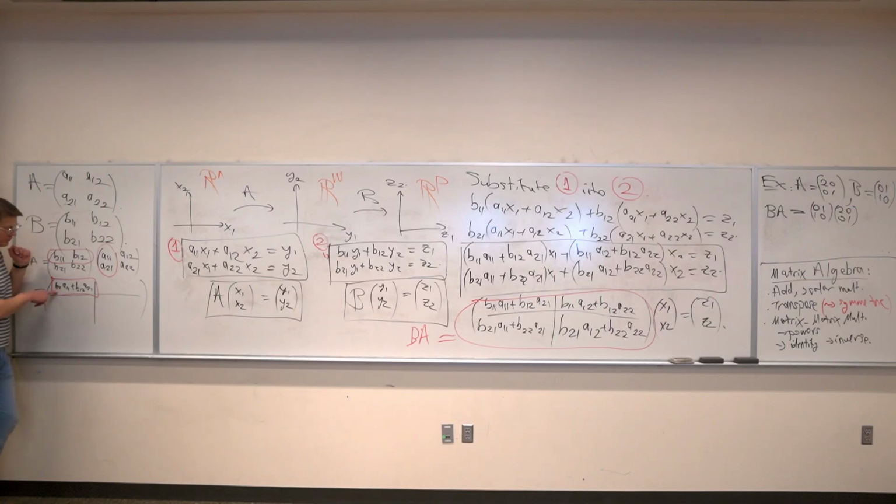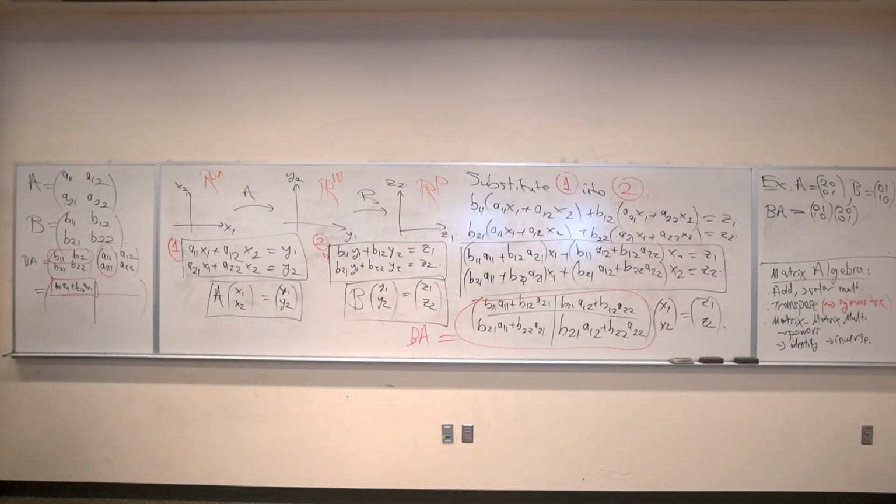Again, to compute the 1, 1 entry of the product, I take the first row of the left matrix and the first column of the right matrix. Multiply this by this, this by this. Then add everything up and put the result here. This is how I think about it. I don't go through the formula. This is how I imagine it.